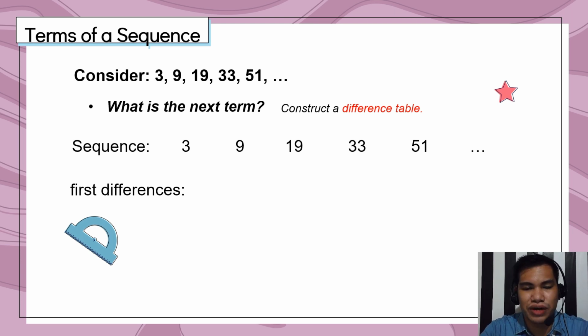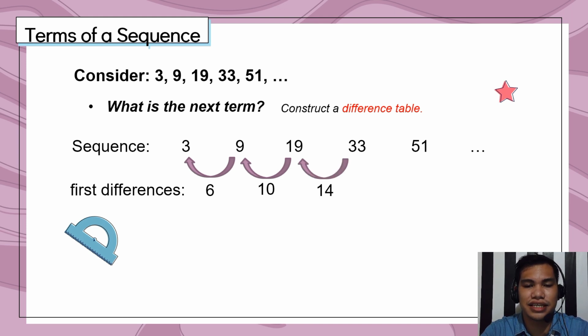Unsaon na to na siya pagbuhat? Again, ato siyang i-minus. So, meaning, si 9 minusan na to sa 3. Sayon kayo, 6. Then, padayuno na to na siya. 19 minus 9, that is 10. Next, 33 minus 19, that is 14. Then, 51 minus 33, that is 18. And then, let's continue that one and so on.